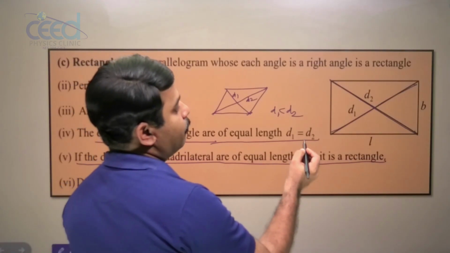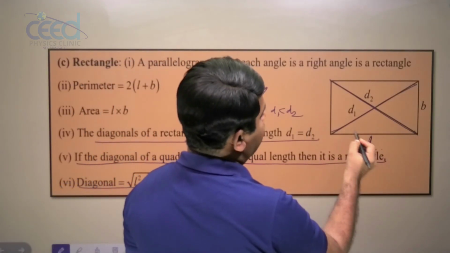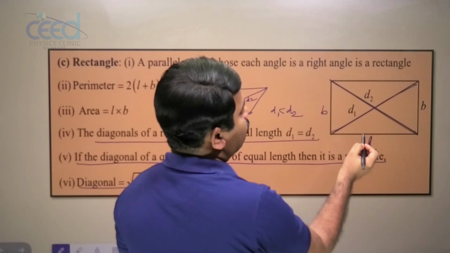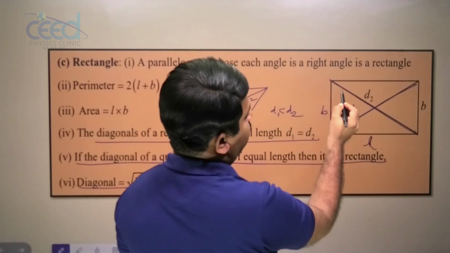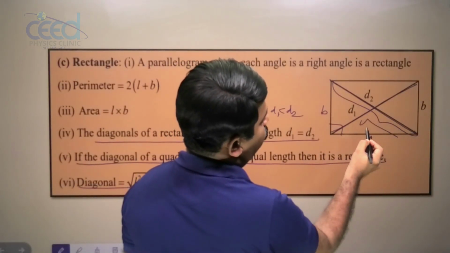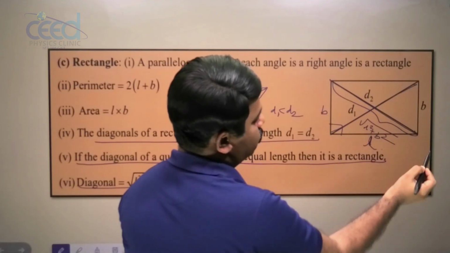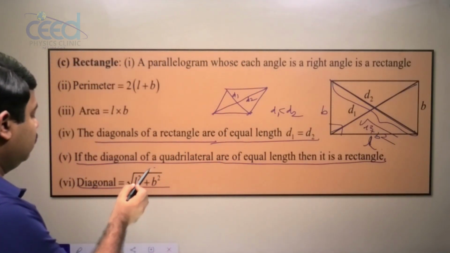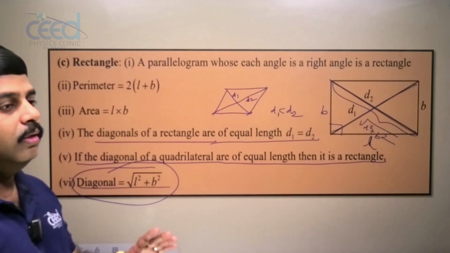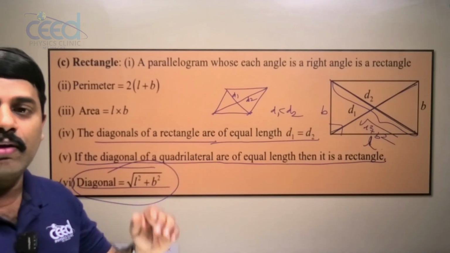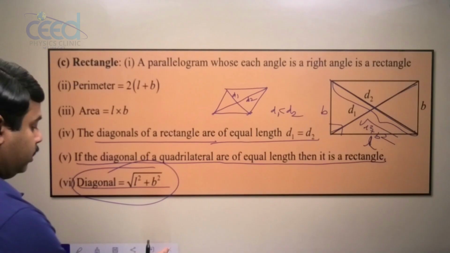See, using Pythagoras theorem, if this is L and this is B, this is a right angled triangle. What is the diagonal length? Square root of L square plus B square, right? So that is the diagonal length of a rectangle, alright?